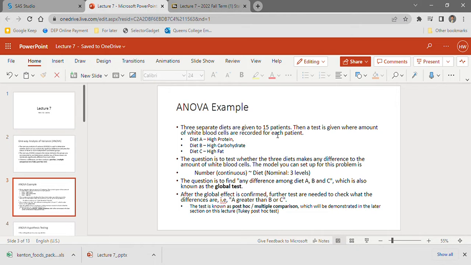And so the question is to find any differences among diet A, diet B, and diet C, right? So this is known as a global test, right? So the ANOVA is a global test. After the global effect is confirmed, further tests are needed to check what the differences are, right? Is group A greater than group B or group C? Like I had mentioned before, this test is known as a post hoc multiple comparisons, right? Which we will demonstrate in the later sections of this lecture, the Tukey test.